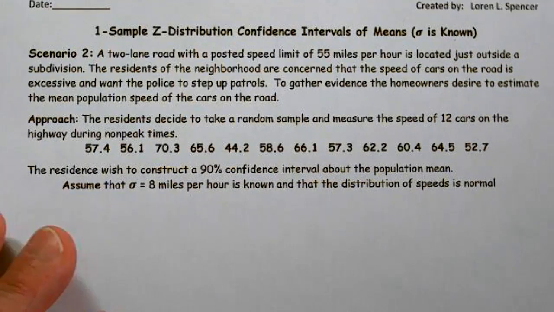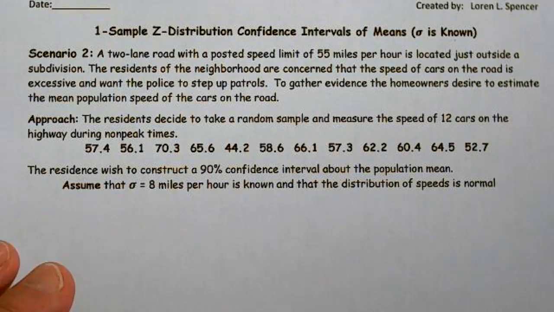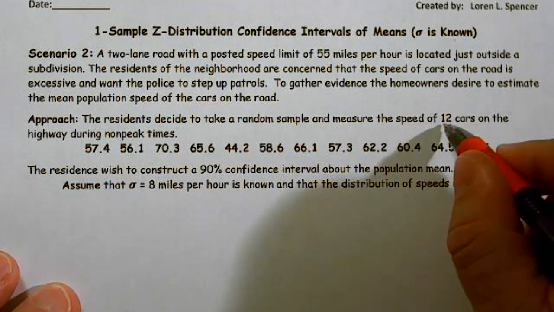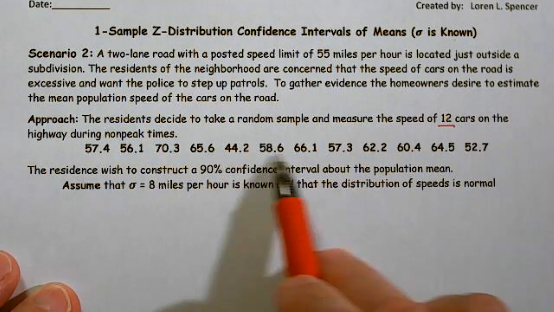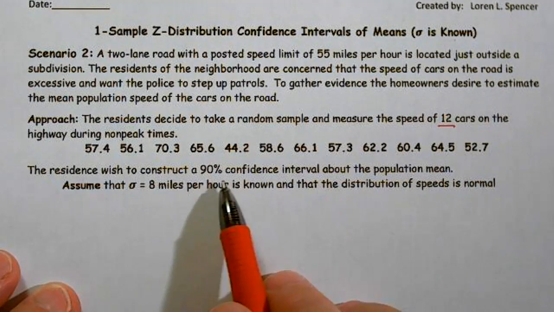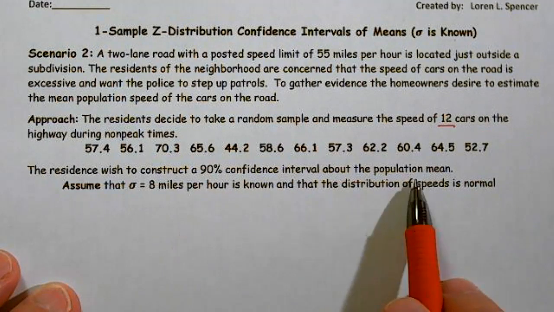A 2-lane road with a posted speed limit of 55 miles per hour is located just outside a subdivision. The residents of the neighborhood are concerned that the speed of cars on the road is excessive and want the police to step up patrols. To gather evidence, the homeowners desire to estimate the mean population speed of cars on the road. The residents decide to take a random sample and measure the speed of 12 cars on the highway during peak times. These are the speeds. The residents wish to construct a 90% confidence interval about the population mean.